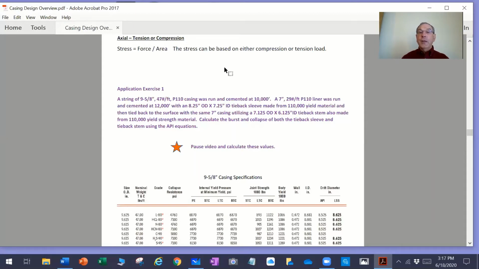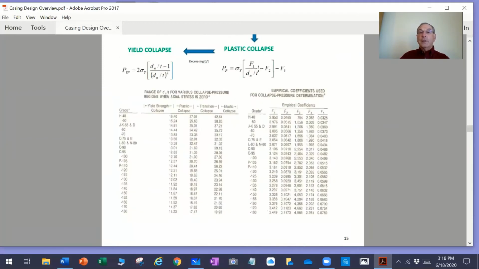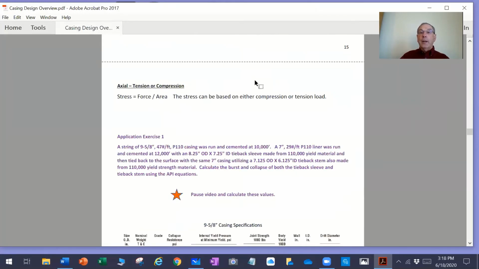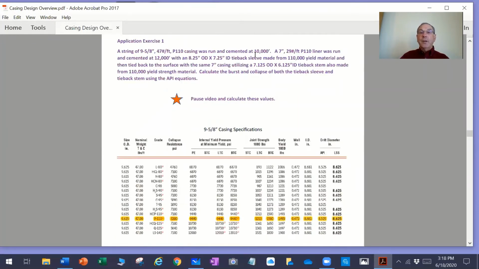Calculate the burst and collapse rating of both the tieback sleeve and the tieback stem using the API equations. So you can calculate that by calculating the D over T ratios, seeing which one applies for that size, and plugging the values into the equation and calculating the burst and the collapse values for these two sizes. So pause and do that exercise, to help you make sure you understand these equations and how to apply them.